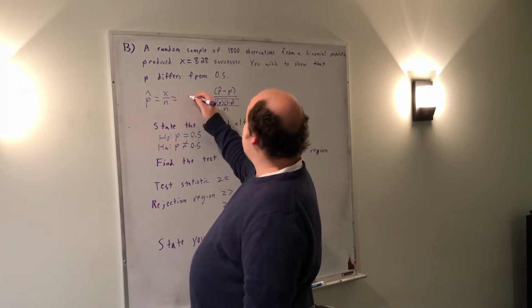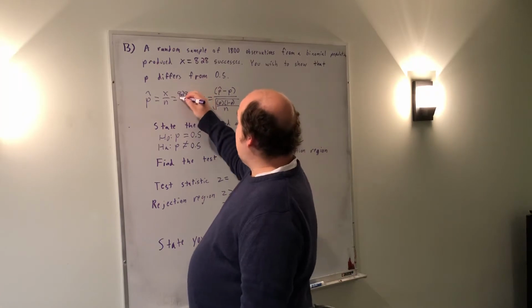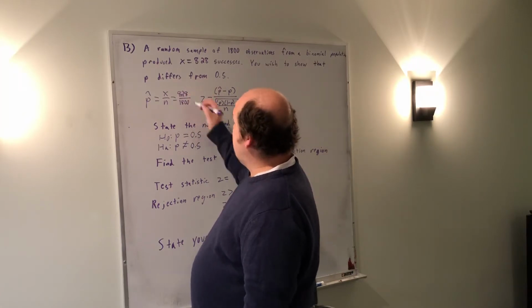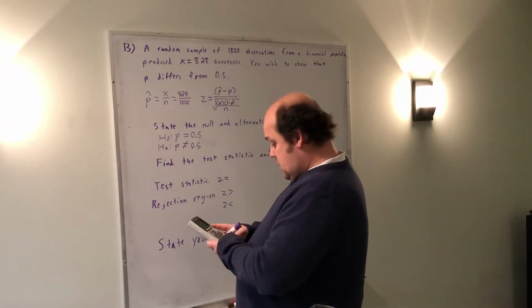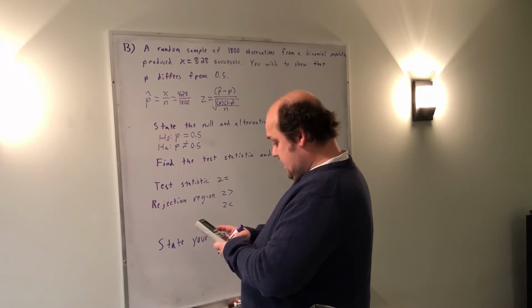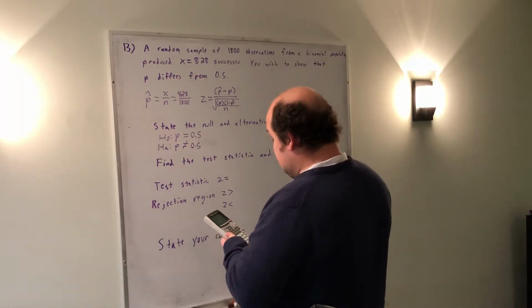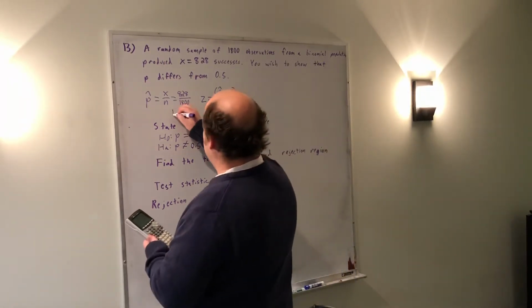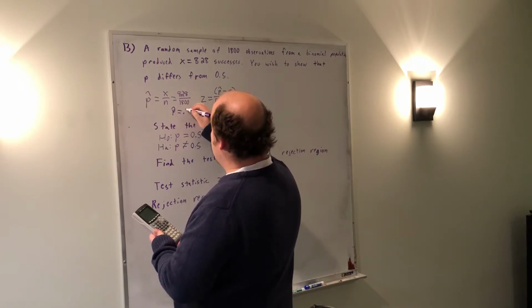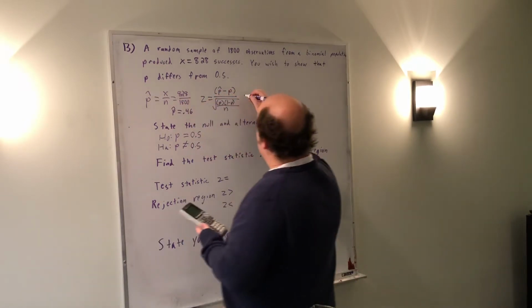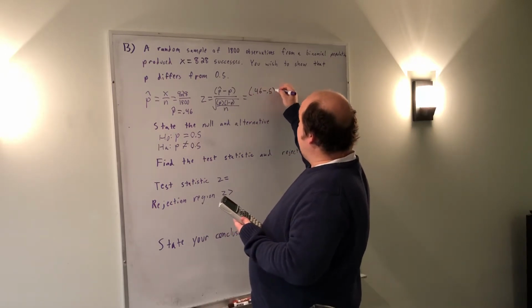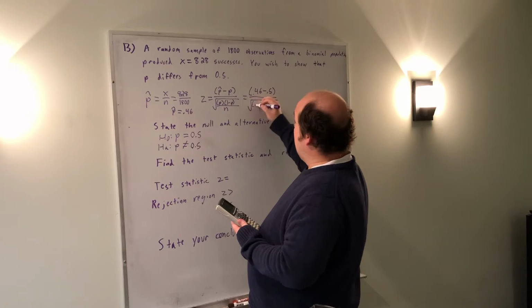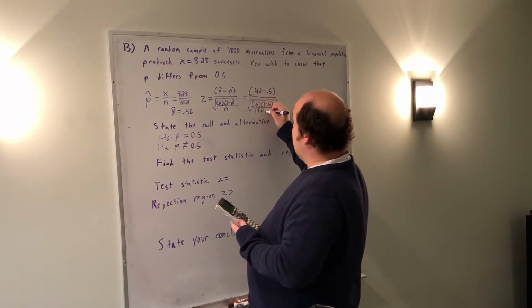In this case, x over n is going to be 828 divided by 1,800. When I put that into my calculator, I get 828 divided by 1,800 equals 0.46. So my p hat is 0.46. That means my z-score is 0.46 minus 0.5 over the root of 0.5, 1 minus 0.5 divided by 1,800.